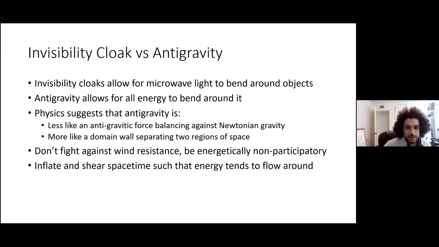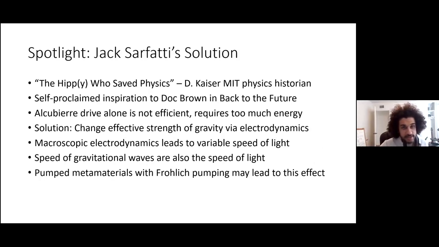We don't want a rocket that's going to fight against wind resistance. We want to create something that prefers energetically to not participate in the gravitational fields. And so you can imagine inflating and shearing space-time in exotic ways, such that energy would tend to want to flow around it. That's the way I think about it, at least.